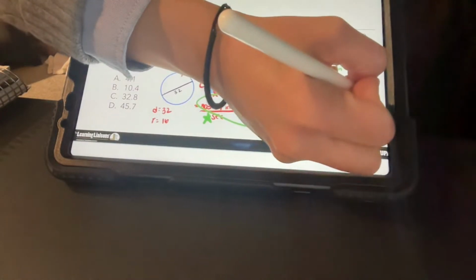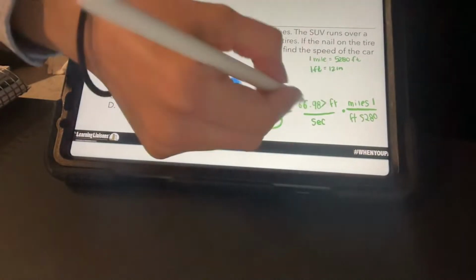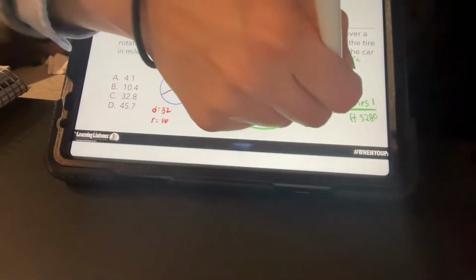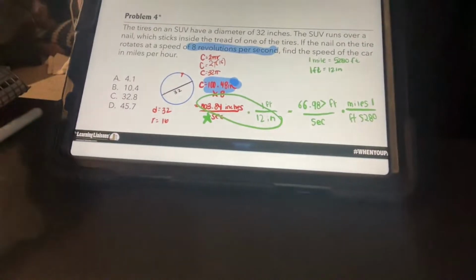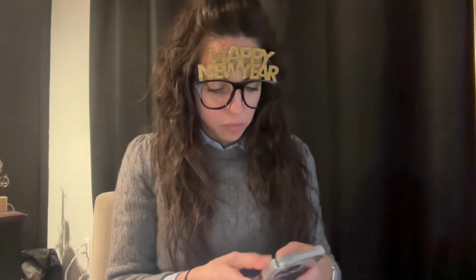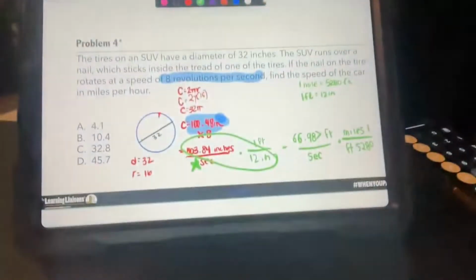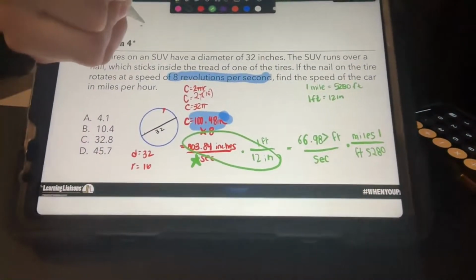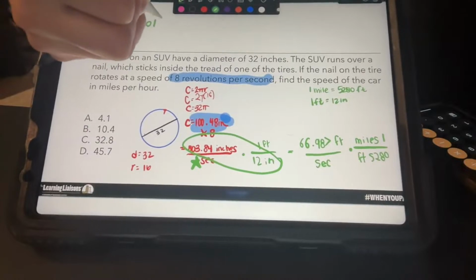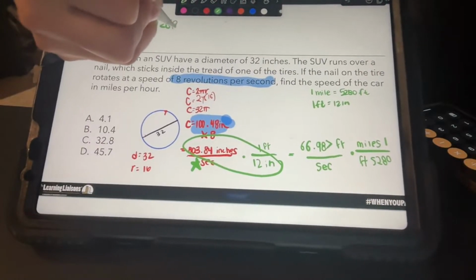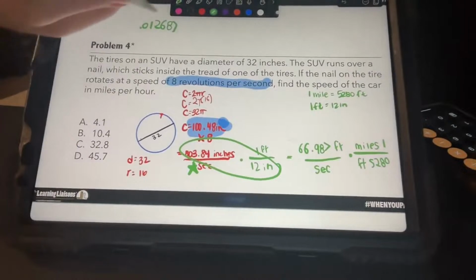5,280 feet equals 1 mile. So I'm going to divide 66.987 feet divided by 5,280. That equals 0.012687. I like to extend those kinds of decimals out pretty far.